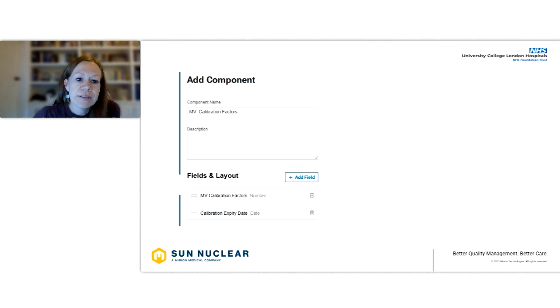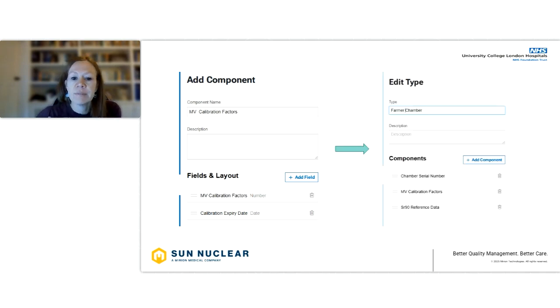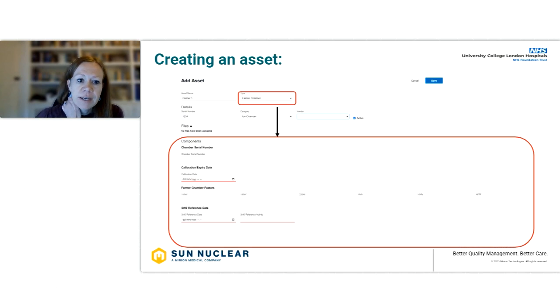So in this way, we can start building components. They can have multiple fields. So this example shows a calibration factor component, which has the calibration factors and the expiry date. And then we can use these component building blocks to build up an equipment type. So here we've got a farmer chamber to which we've added 3 different components. So the strontium data, the factors, and the serial number. And then when you create your asset, you're simply assigning a type, and then it will pull in the associated components that you've set up.